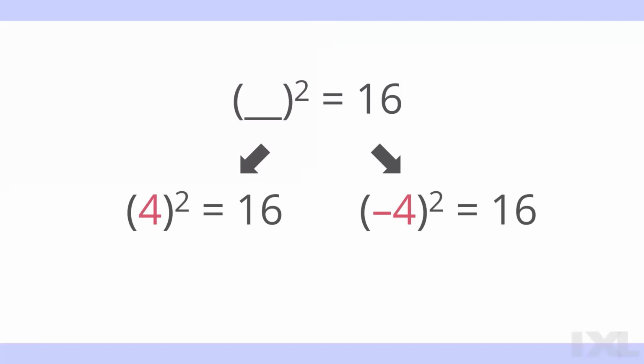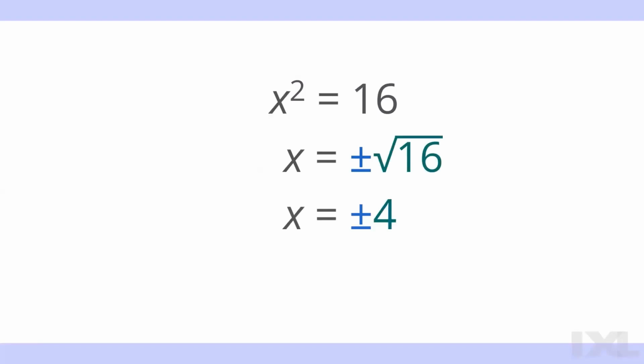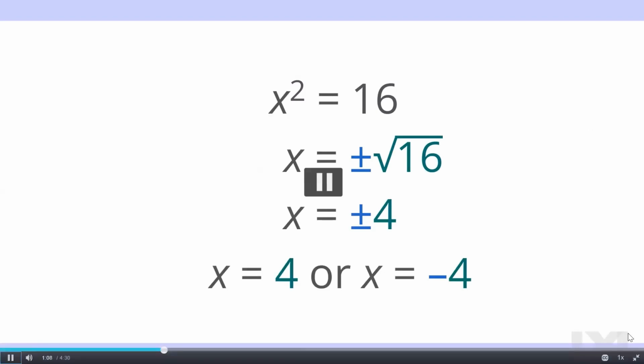Now let's think of how we can solve that as an equation. X squared equals 16. Since taking a square root and squaring a number are inverse operations, we can take the square root of both sides to isolate x. But both 4 and negative 4 satisfy this equation. So we'll need to show both the positive and negative root of 16, which we indicate by writing this plus or minus symbol in front of the square root. So x equals plus or minus 4, which we write out fully as x equals 4 or x equals negative 4. That brings us to our key idea.